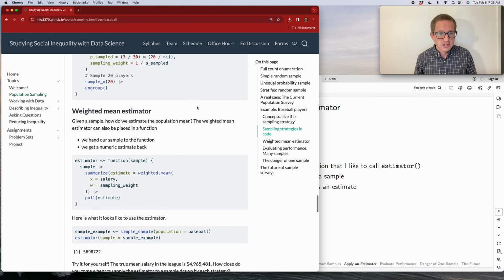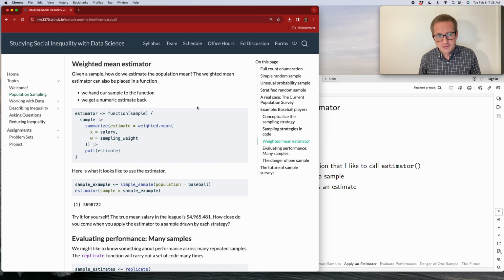So we've all learned to use weighted means in this class so far. Here I'm going to talk about wrapping those means in a function that carries out the whole estimation task. I like to call this function estimator because it takes a data set and it returns an estimate. So here I'm writing a function where the argument to the function is going to be a tibble, which is a sample taken here from our population. The function is going to take that sample and then summarize that sample with the weighted mean, the mean of salary weighted by the sampling weight. And then it's going to return the estimate.